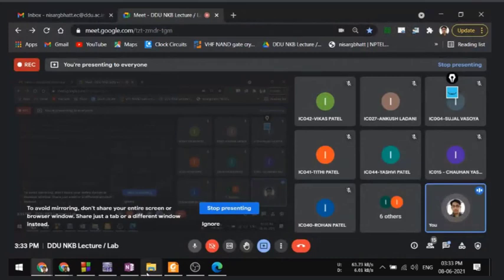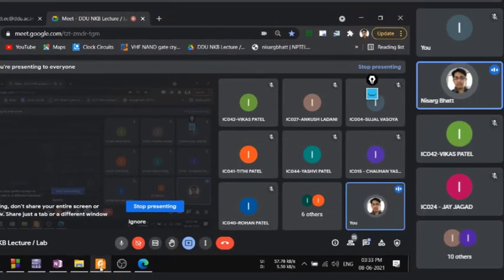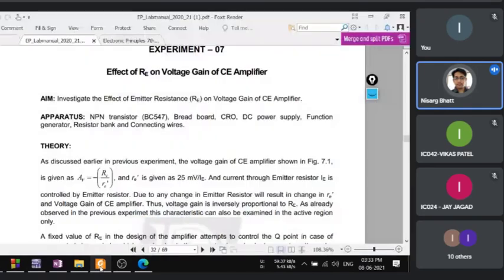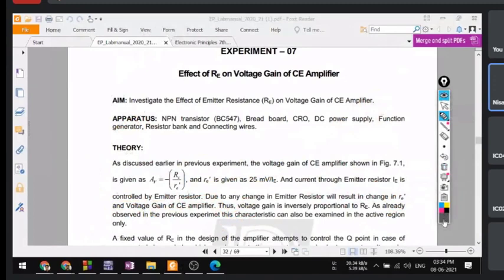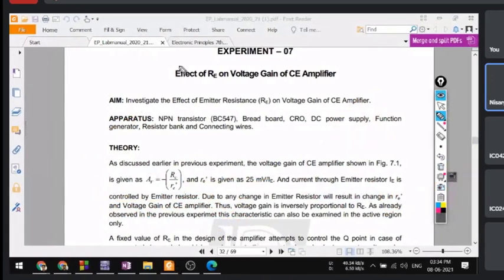So today let us start with the new experiment, which is based on the same circuit. Experiment 7, you will have the same circuit. But this time we will change the RE. So we will see the effect of RE on the voltage gain of the CE amplifier, right? So what is the voltage gain of the CE amplifier?